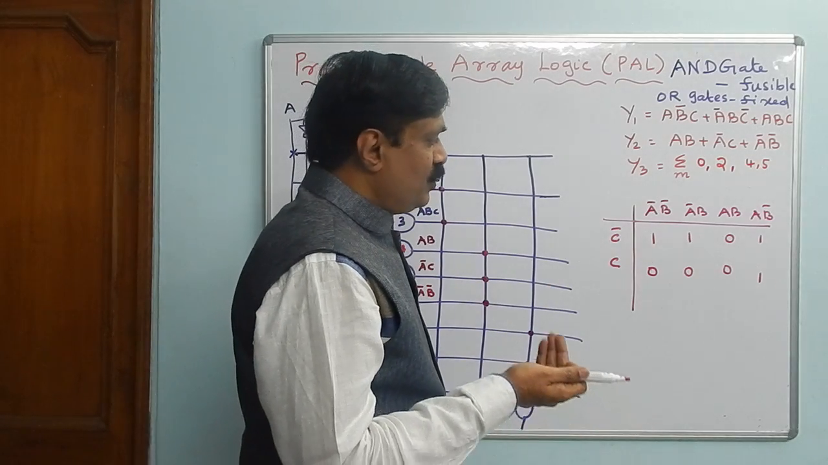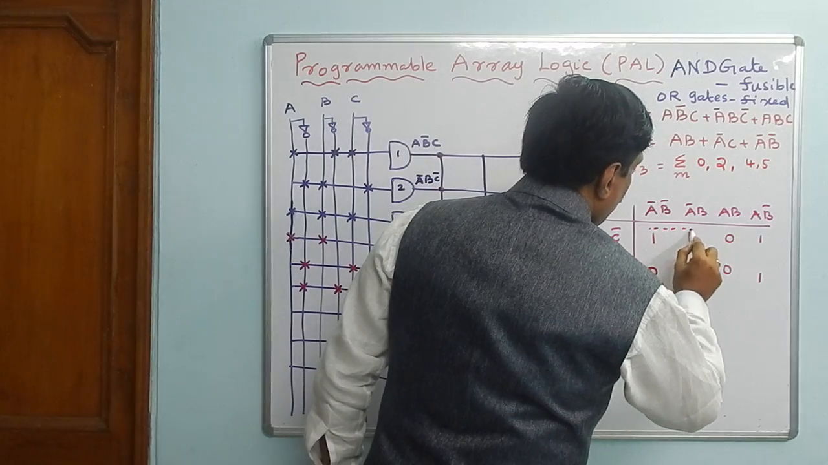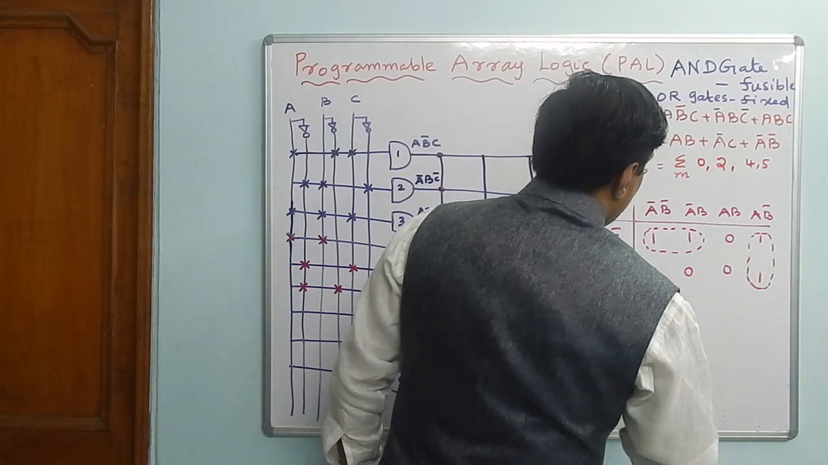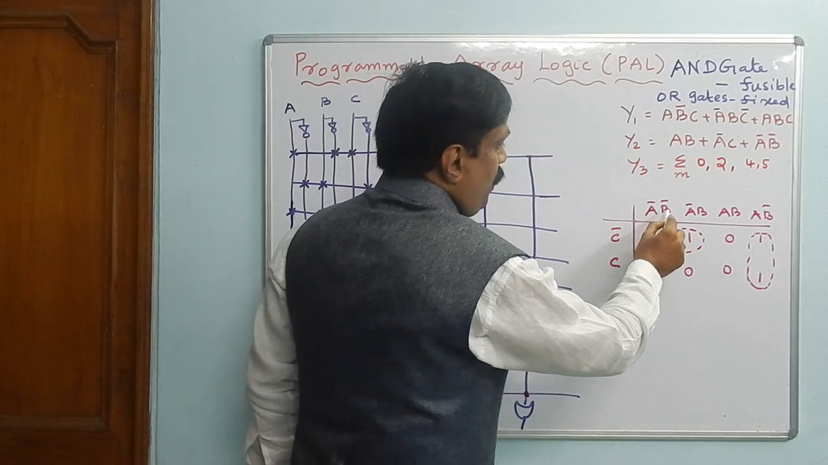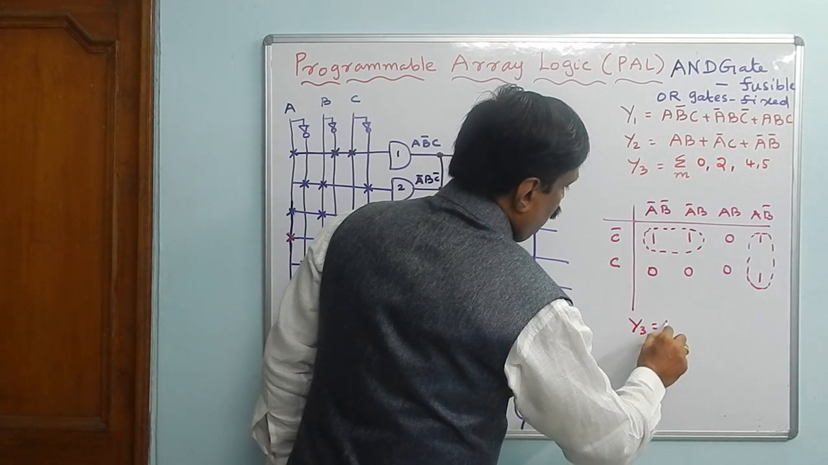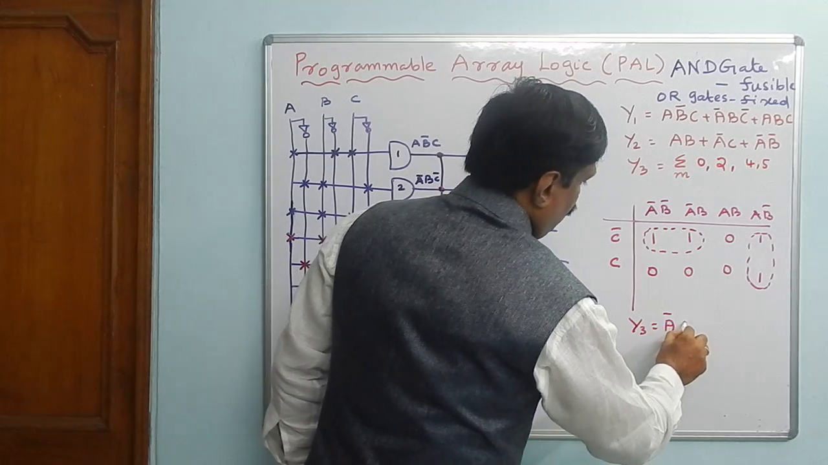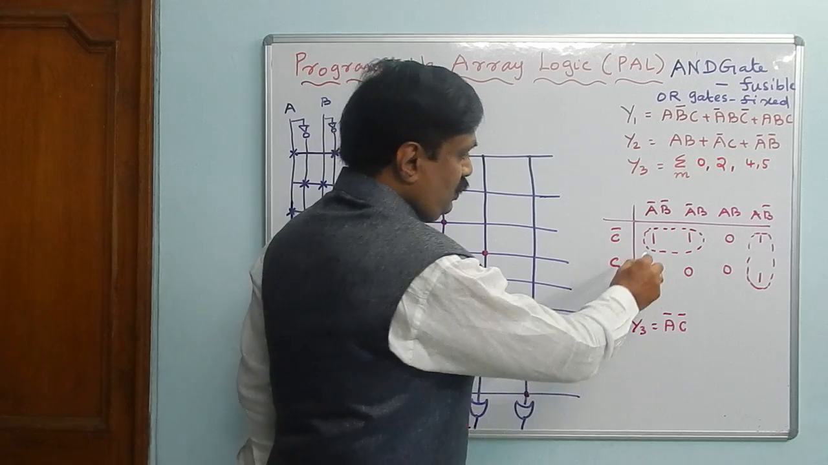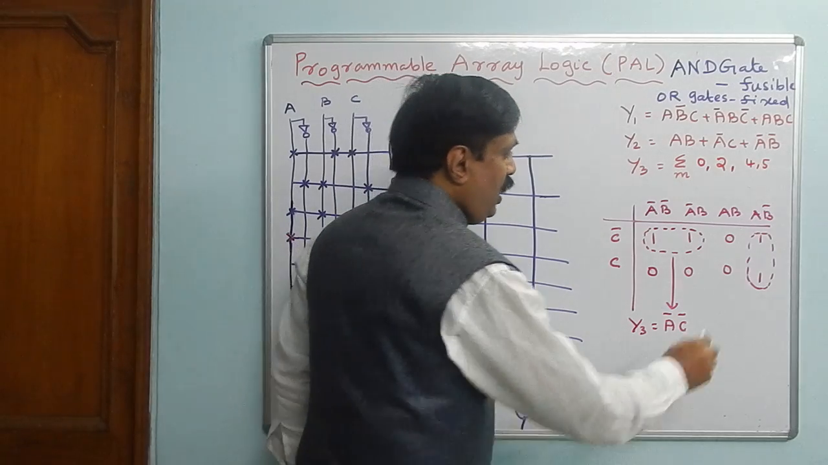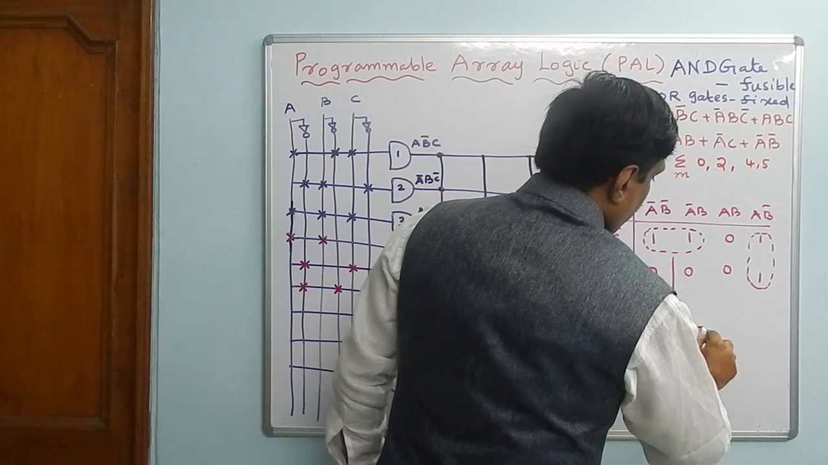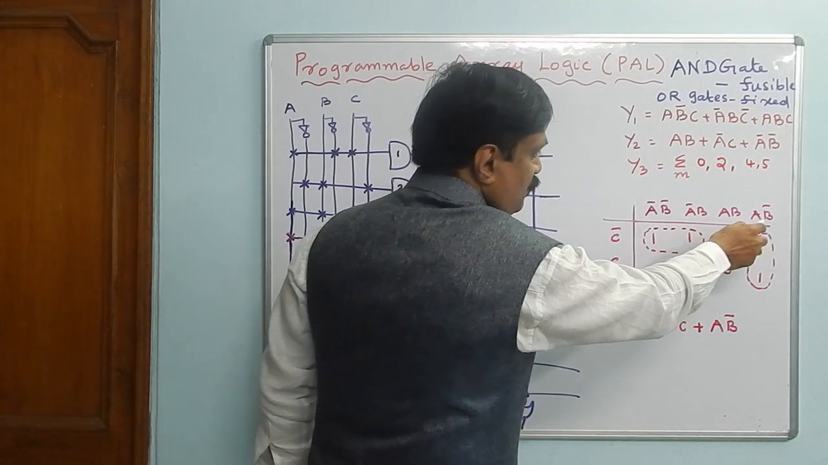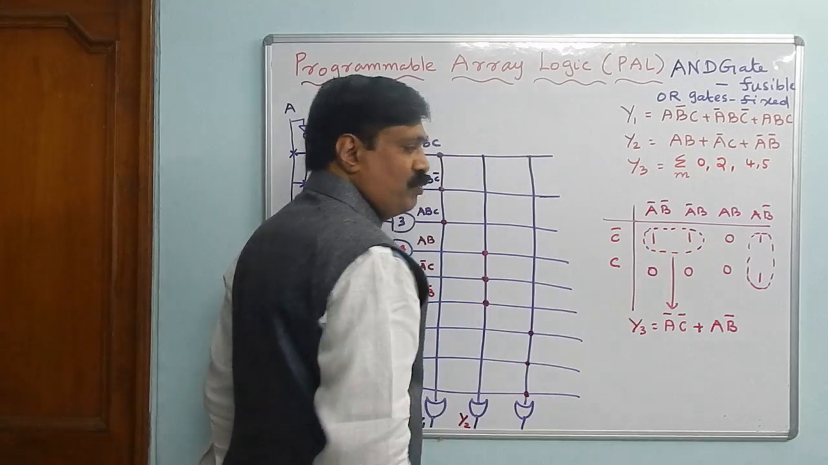Now we have to go for grouping. This is one pairing and this is another pairing. For this, already you know, B bar is changing and A bar is constant. Therefore, Y3 equals A bar C bar. For this pair, you have this variable, that is a min term for this. And here it is a vertical column, therefore plus A B bar. This variable will be for this grouping.